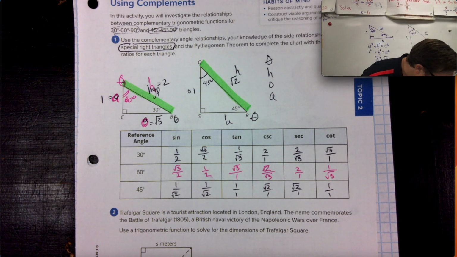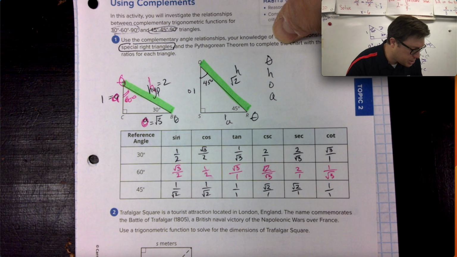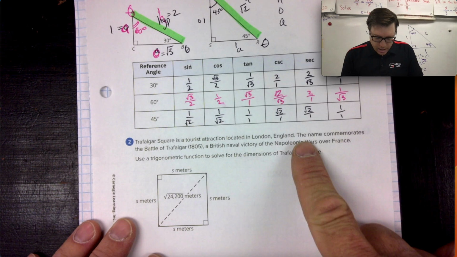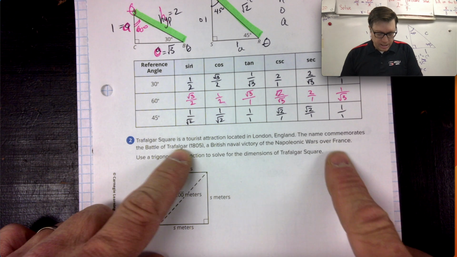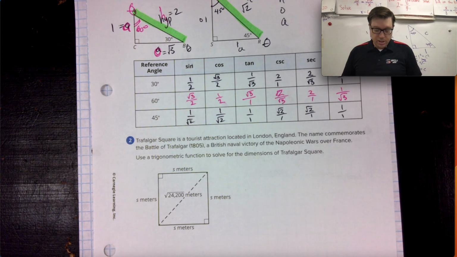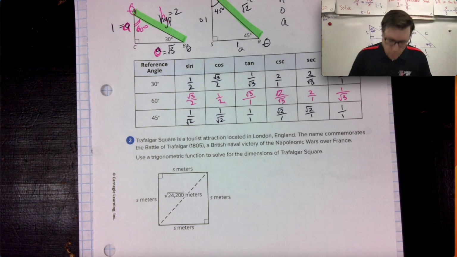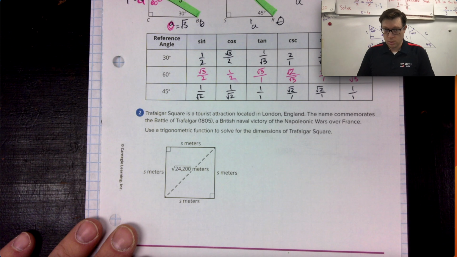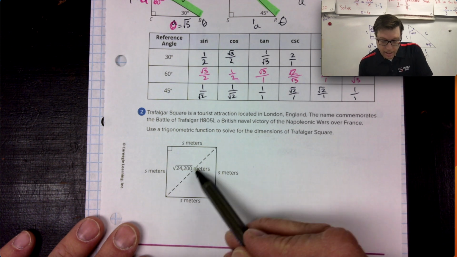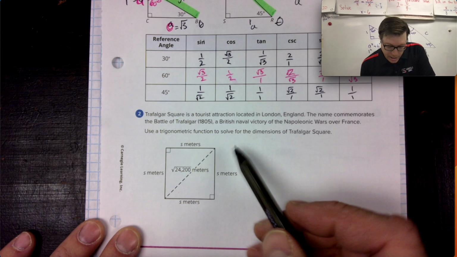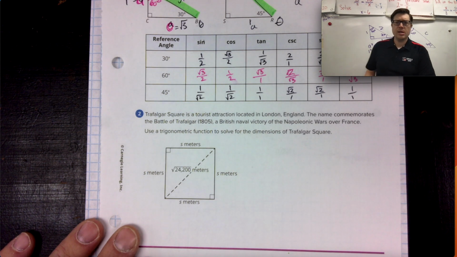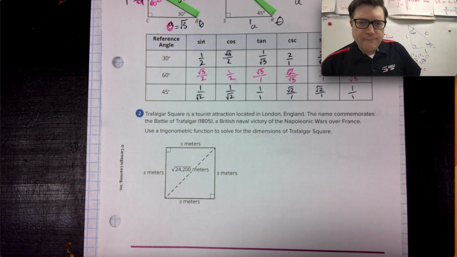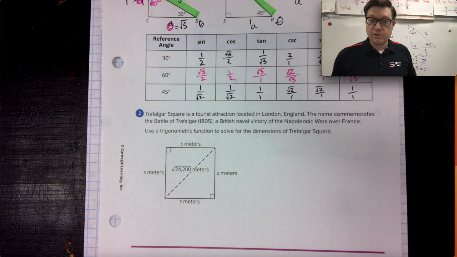Okay, question 2. Trafalgar Square is a tourist attraction located in London, England. The name commemorates the Battle of Trafalgar in 1805, a British naval victory of the Napoleonic Wars over France. Use a trigonometric function to solve the dimensions of Trafalgar Square. So, we have this diagonal measurement, and we need to know the side lengths.